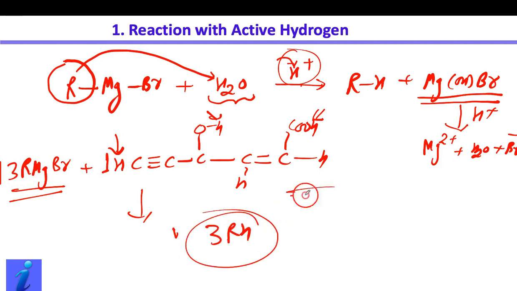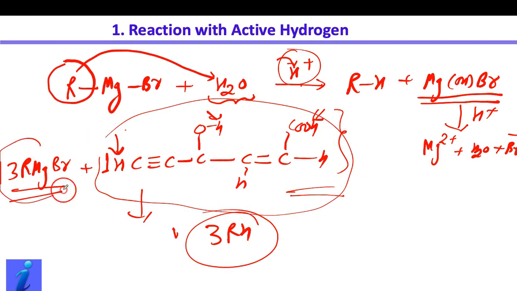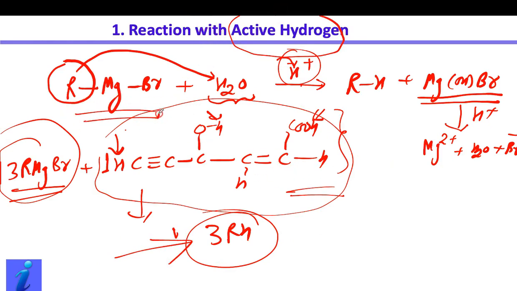So this is a very good method to identify how many polar hydrogens a given molecule consists of. This method is also known as Zerewitinoff's method to identify polar or active hydrogen. So one molecule of this reacts with 3 molecules of Grignard to give you 3 molecules of alkane. So this is all about active hydrogen, the most reactive toward Grignard. Grignard reacts very fast with polar or active hydrogen.